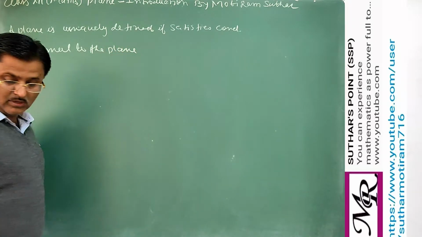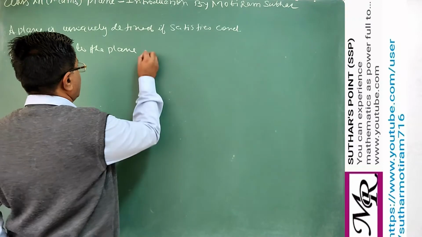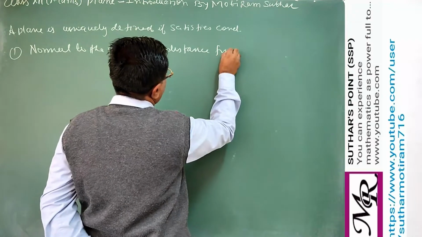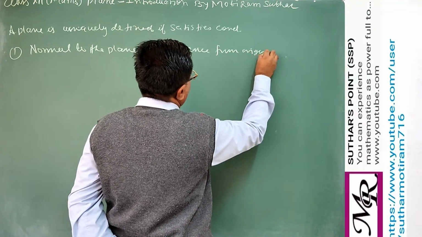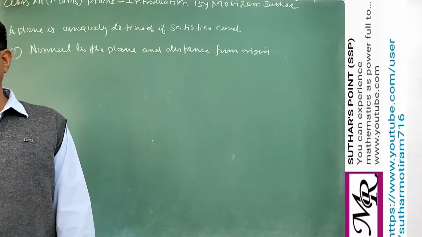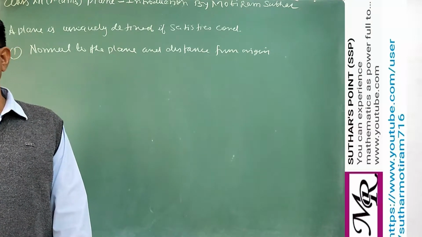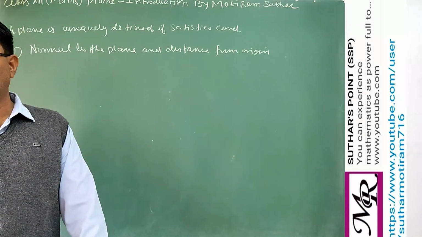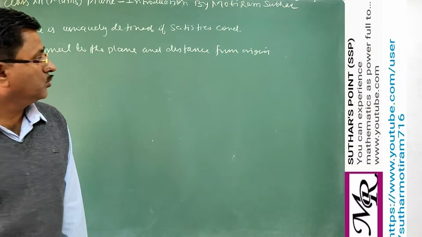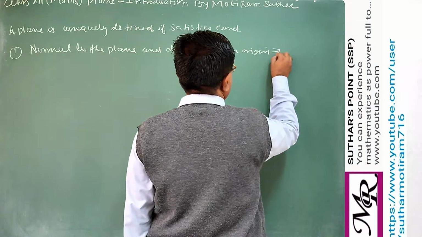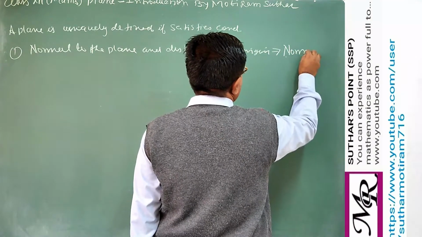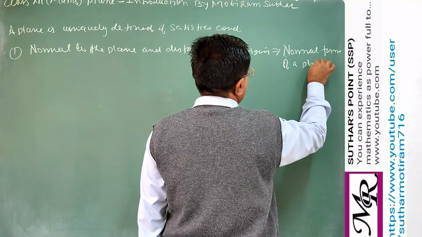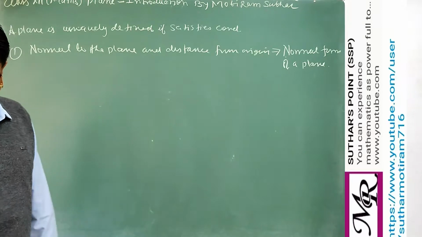Normal to the plane is given, and secondly its distance from the origin. If we are given two things, the normal to the plane, meaning a perpendicular vector on the plane, and the distance of the plane from the origin, we get the equation of this plane, and that equation is known as the normal form of a plane. Clear?